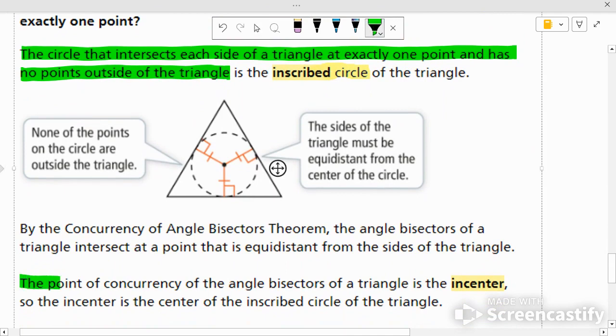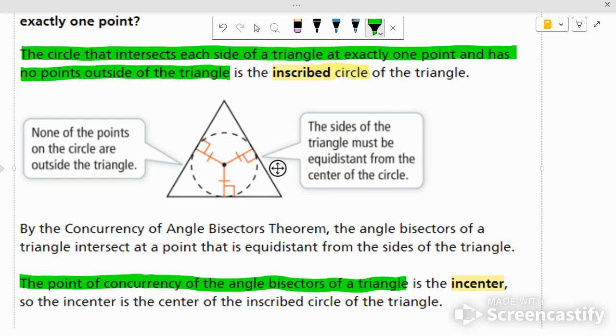And the point of concurrency of the angle bisectors of a triangle is called the incenter. The point of concurrency of the angle bisectors is called the incenter. The incenter is the center of an inscribed circle. The circumcenter is the center of a circumscribed circle. Okay? Hopefully you get that.